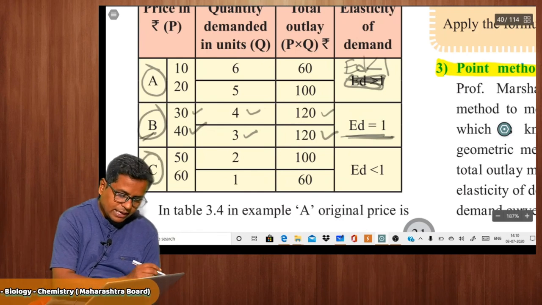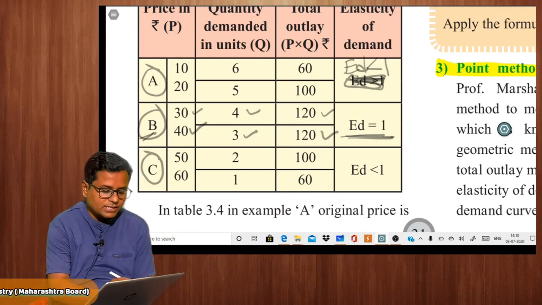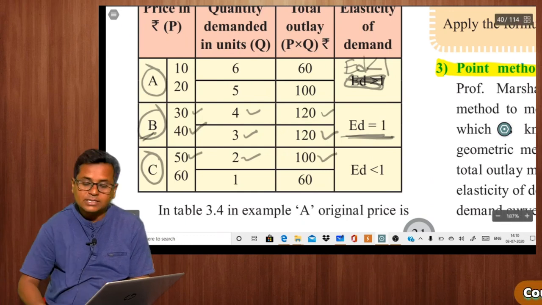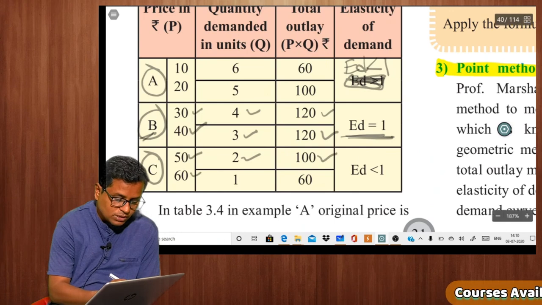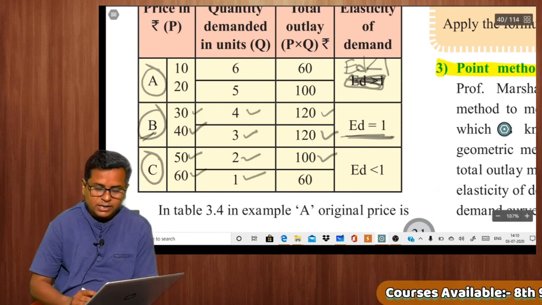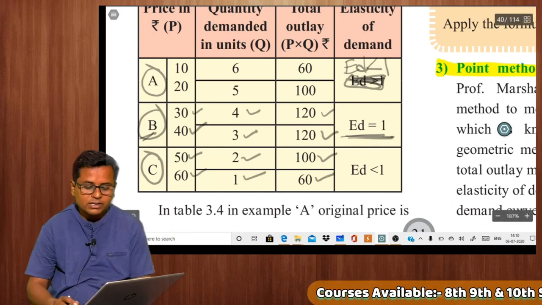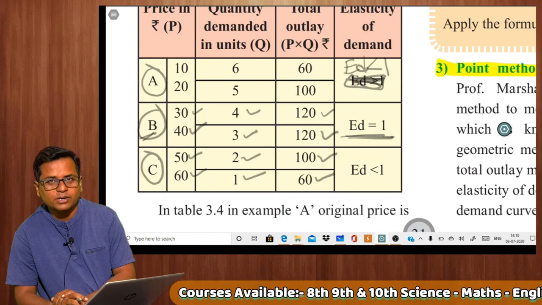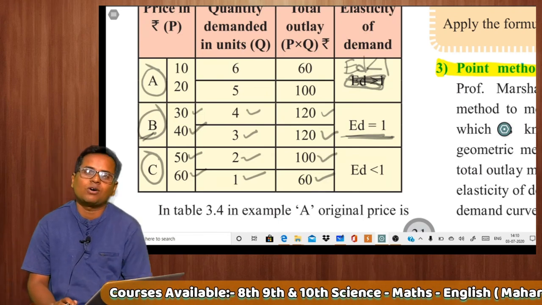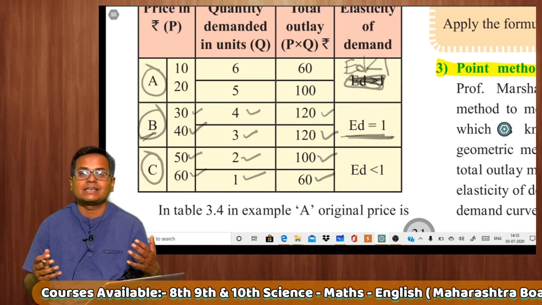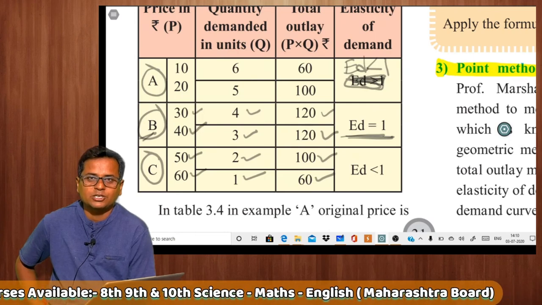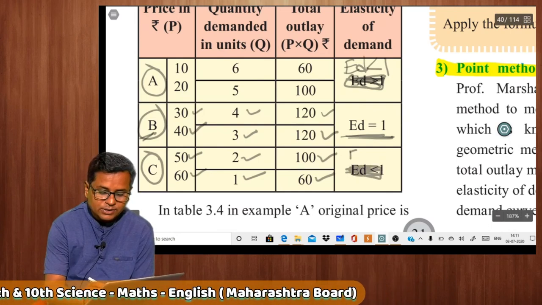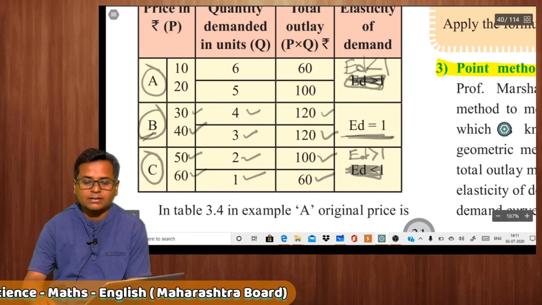And finally, in case of C commodity, here we can see that when the price is rupees 50, 2 units of that commodity are demanded and the total expenditure made on it is rupees 100. When price goes up to rupees 60, its quantity demanded is 1. As a result, total expenditure made on it has fallen from 100 rupees to 60 rupees. So the total expenditure made on a commodity is changing in the opposite direction of price. Here is an inverse relationship between price and total expenditure on a commodity. Therefore, the demand for this C commodity is relatively elastic. The coefficient is greater than 1.